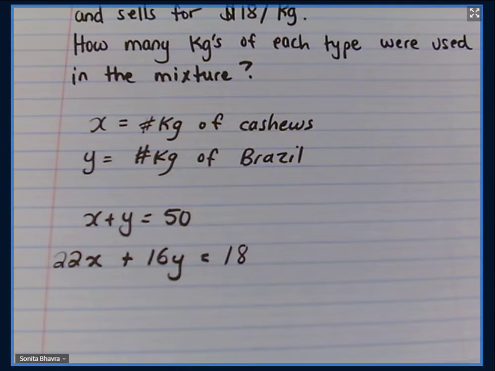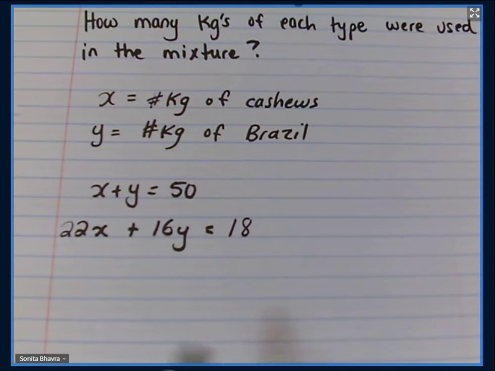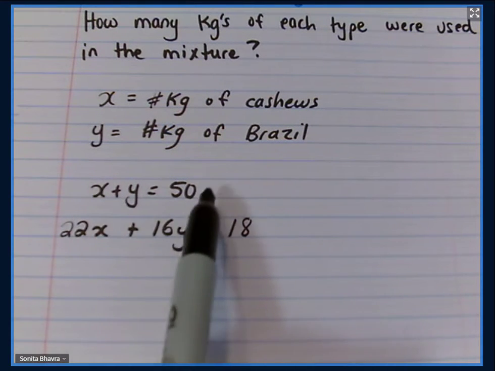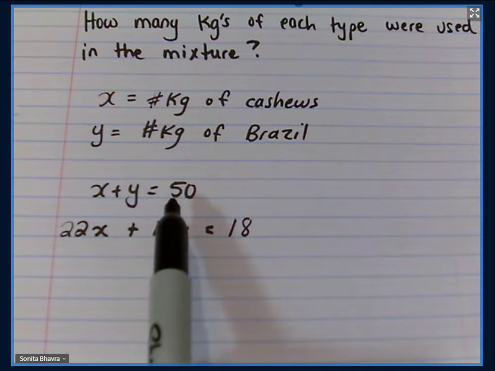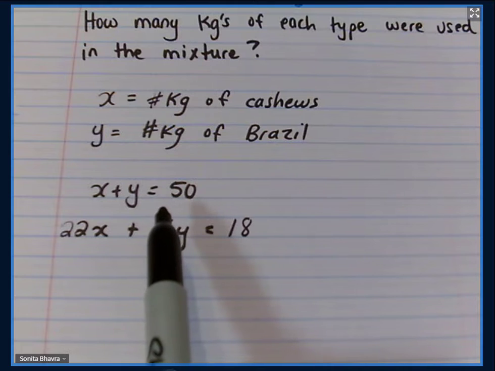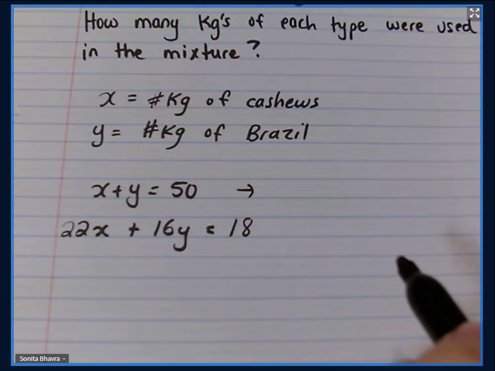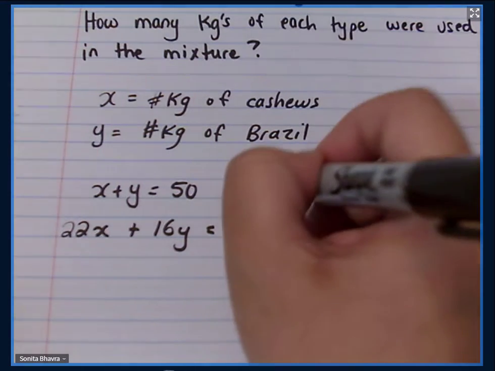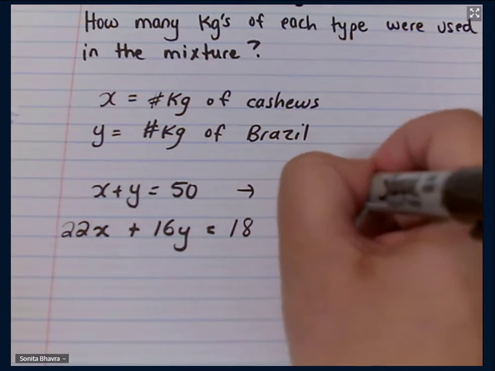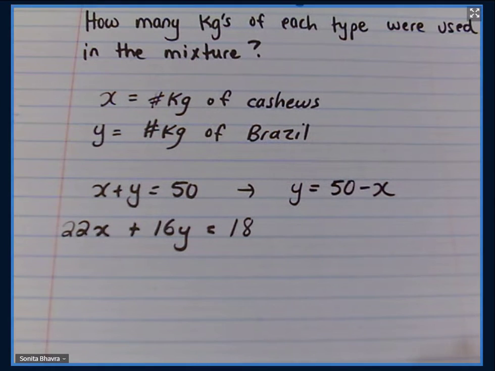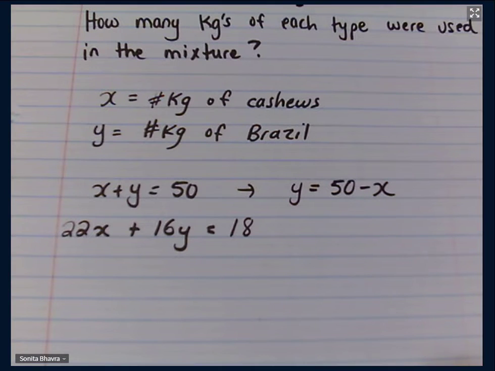All right. So what we could do for this equation is I'm just going to make it equal to y equals. That way I can substitute it into the second equation. So y is equal to 50 minus x. All right, so what I can do now is I can substitute that into the y.